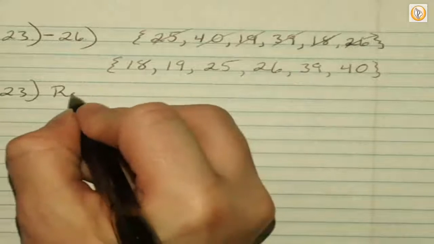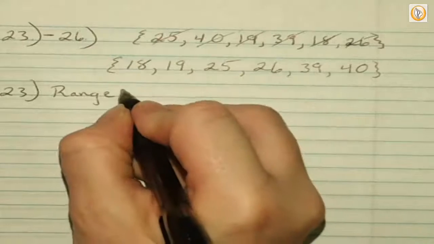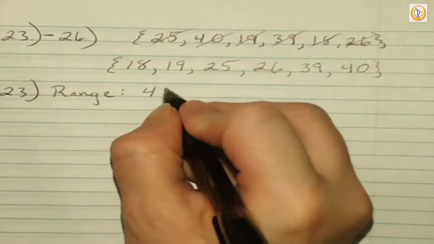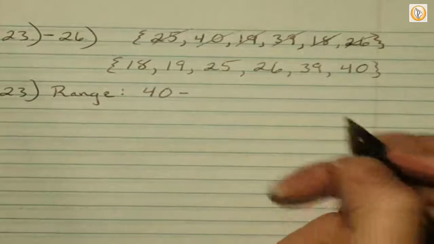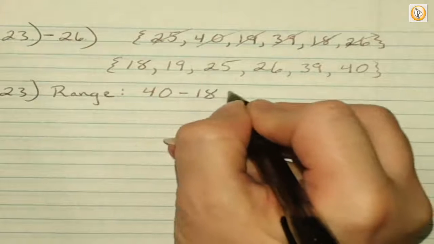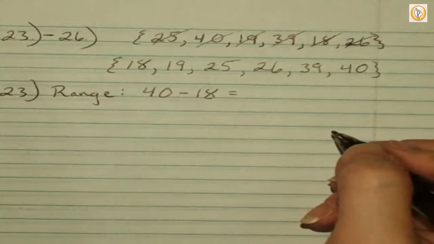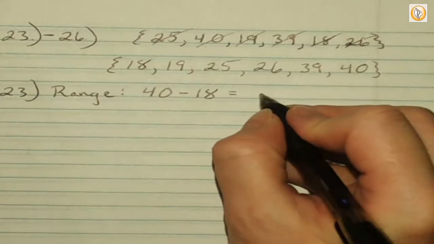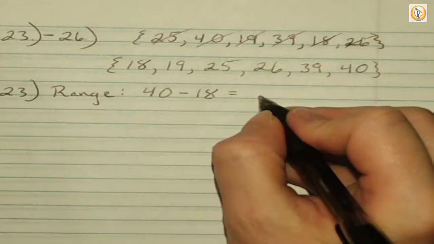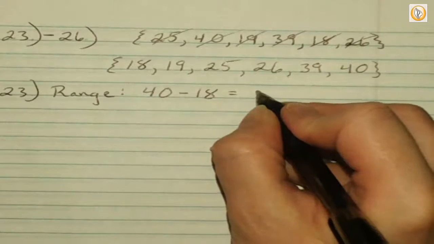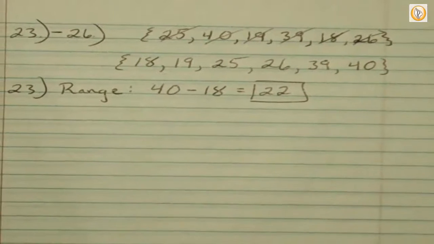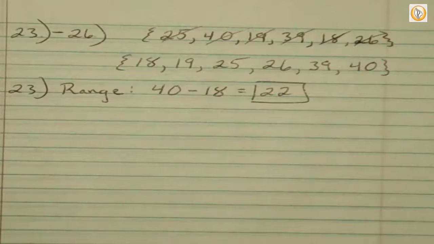23 asks for the range. What is my largest number? 40. Gabby, what's my smallest number? So range, we're going to subtract. 40 minus 18. Michael, what is the answer? 22. Yes, it is 22. Very good. Any questions about range?